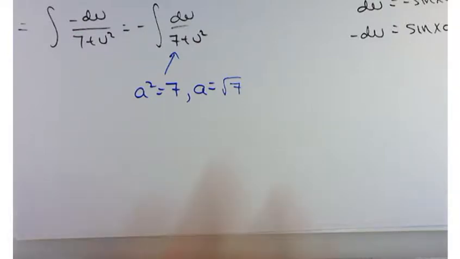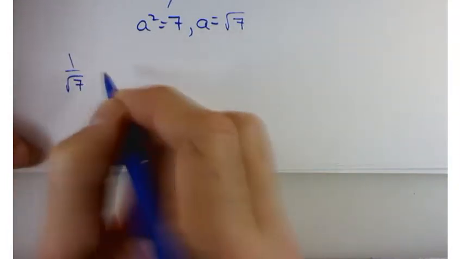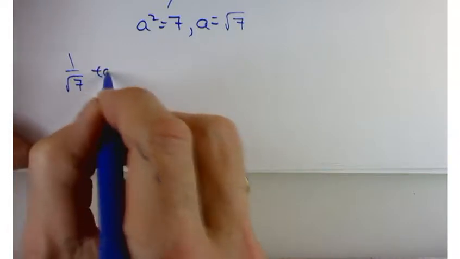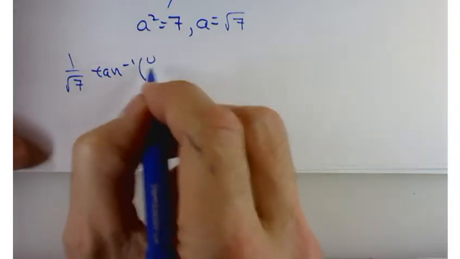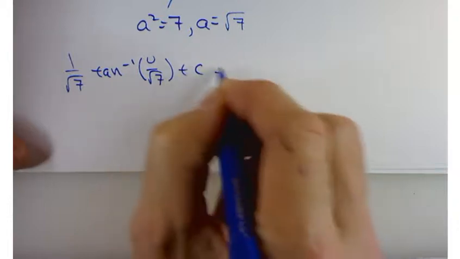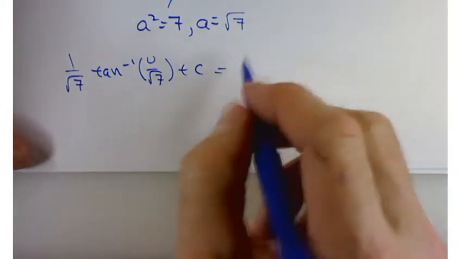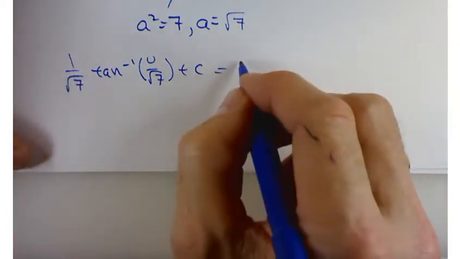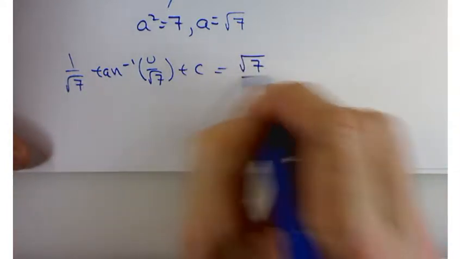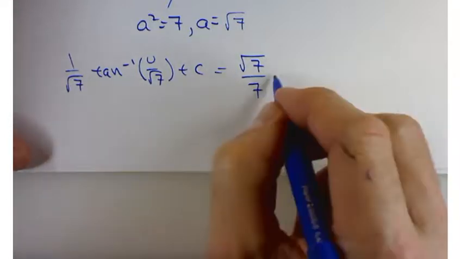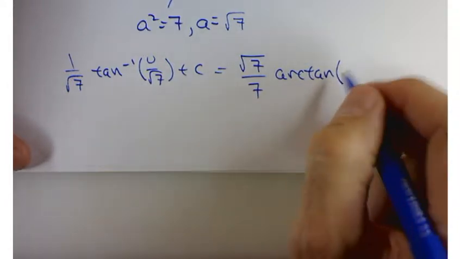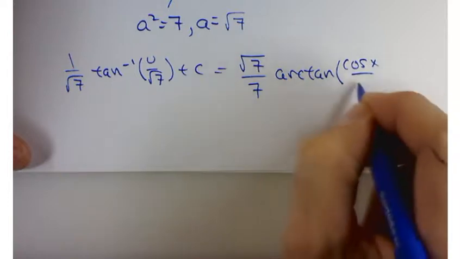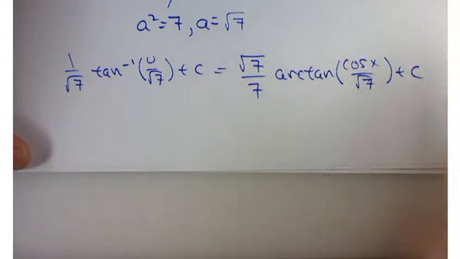So it's going to be 1 over a, which is 1 over the square root of 7, times the inverse tangent of u over a. So it's going to be u over square root of 7 plus your constant. You could write inverse tangent or arctan. You could rationalize this or not. This is not an algebra class, so I'm not going to worry about it if you don't rationalize it. Here it is rationalized in case you're curious. Arctan of cosine of x over the square root of 7 plus your constant.